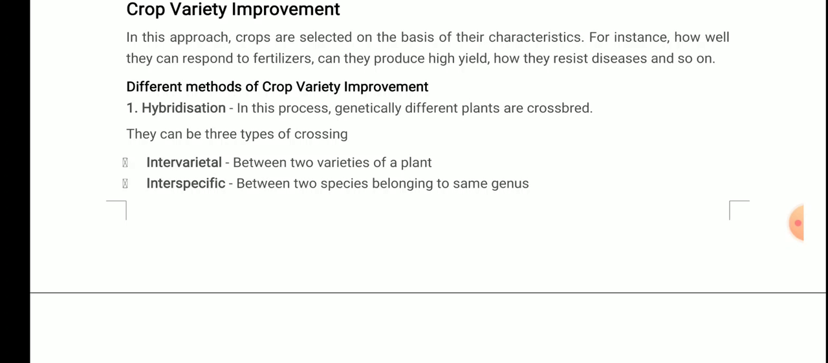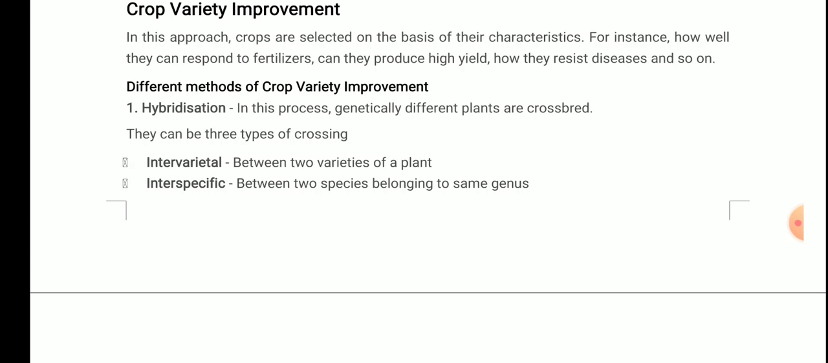First is hybridization. In this process, genetically different plants are crossbred. Now what is the meaning of it? The DNA, or you can say the cells, the two genetic materials are fused, that is hybridization. Hybrid means a new formation or a mix of two things. So in hybridization, genetically different plants are crossbred.